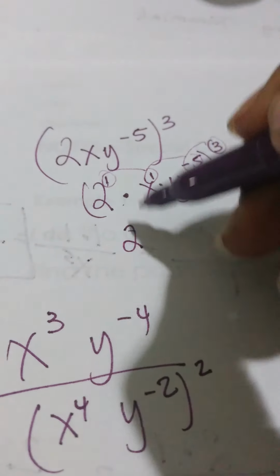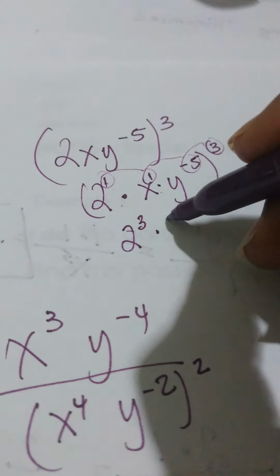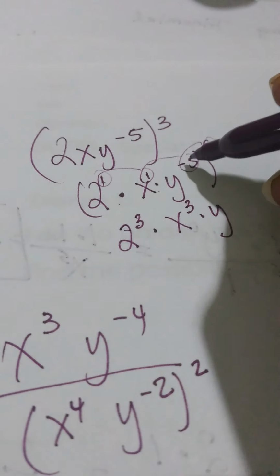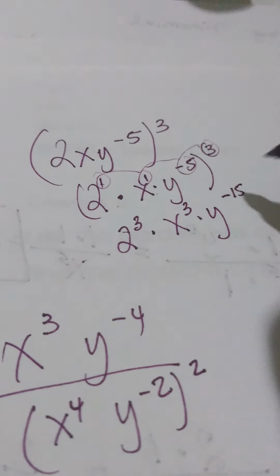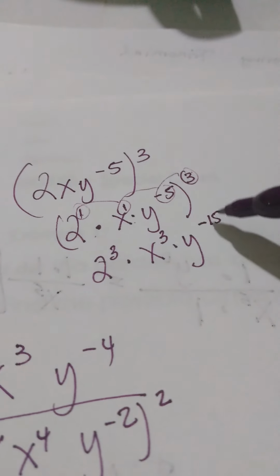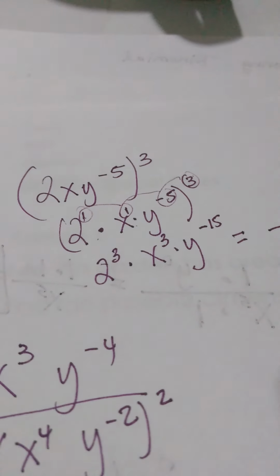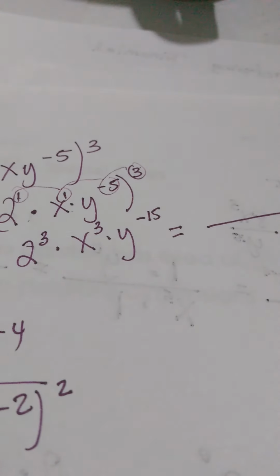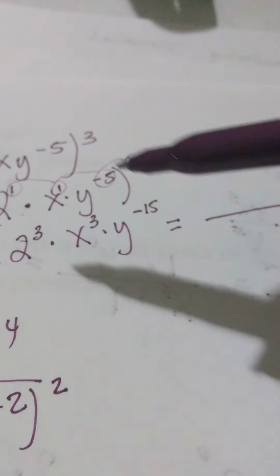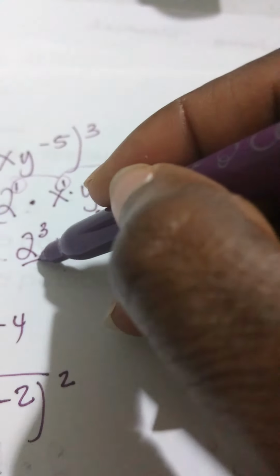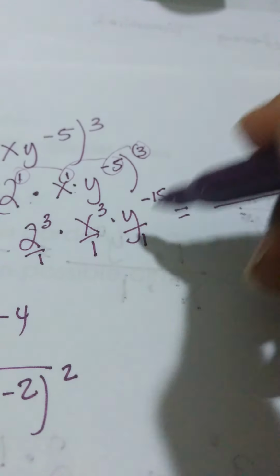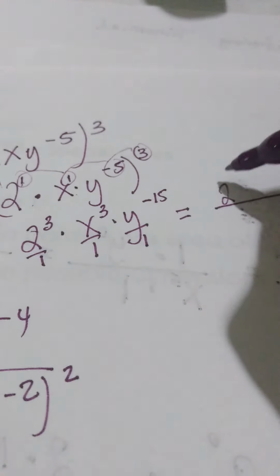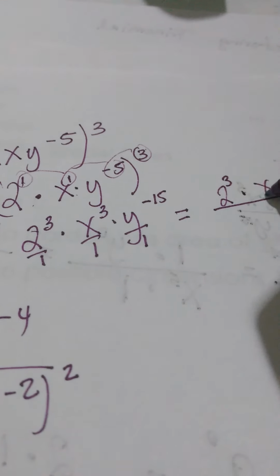So this is 2, 1 times 3, 3. X, 1 times 3, 3. Y, negative 5 times 3, negative 15. Whenever you see a negative exponent, get ready to set up a division bar because it means that something needs to flip. If my exponent is positive, remember that these guys are actually over 1. So if my exponent is positive, they're going to stay where they are. So here it's on top, they're going to stay on top.